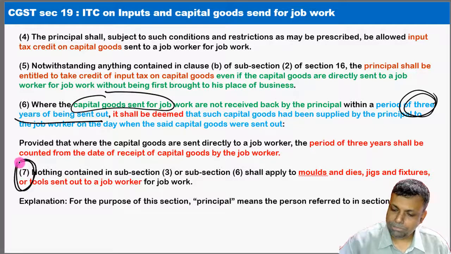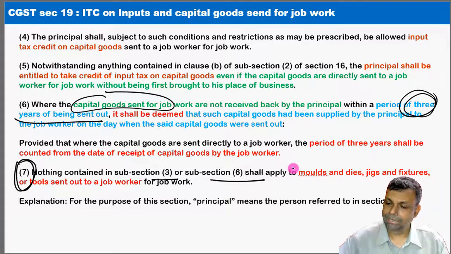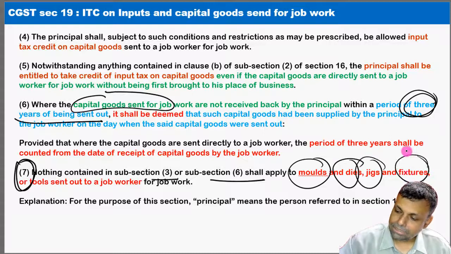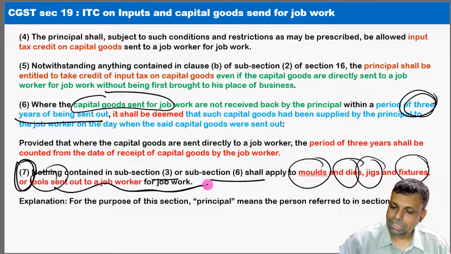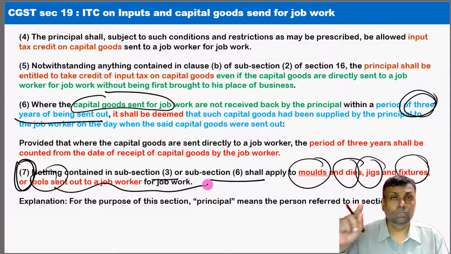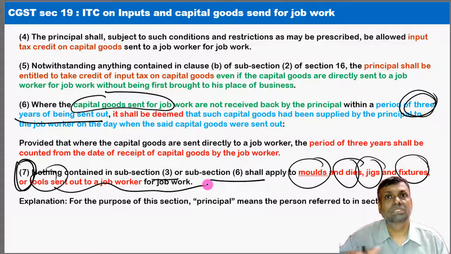However, the important point with respect to capital goods is that these provisions shall not apply. That means nothing contained in this provision shall apply to molds, dies, jigs, fixtures, tools which are sent out for the job worker. For example, certain dies sent out for job work, there is no condition for the return.